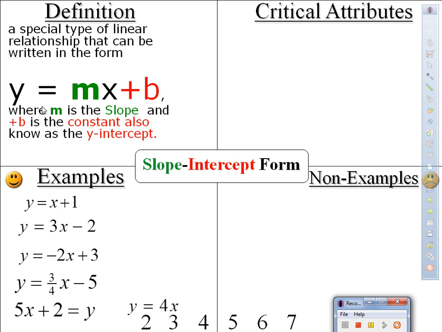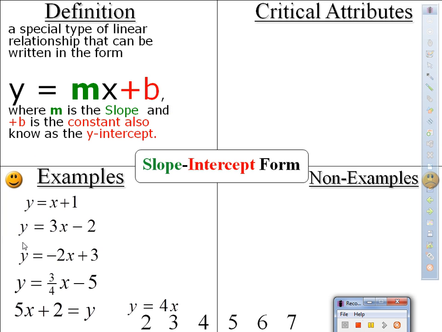Does this equation look like this form? Look at it. Yes, the y is on the same spot, the equal sign on the same spot, the x in the same spot, the plus, and this one has the 1 here. However, it doesn't have a number where the m goes, but we know that there's an invisible 1. So my slope for this one is what? What is my slope? 1. And what is my y-intercept? 1.